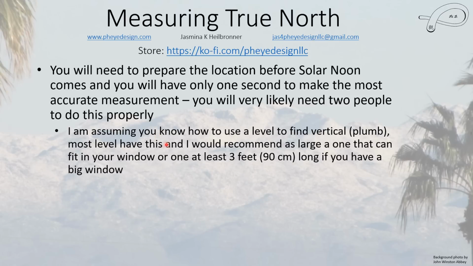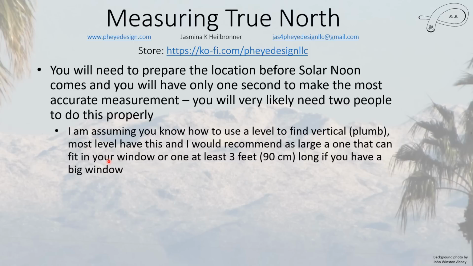Now I am assuming, but before you get there, this is what you have to do. I'm assuming you know how to use a level to define vertical, that is plumb, straight up and down. If you don't know how to do that, Google something to help you with this. And what you need to do is you need to find something that is hopefully in either your door or your window that is plumb. If you don't have that, you can actually create something, which I'll cover in a bit.